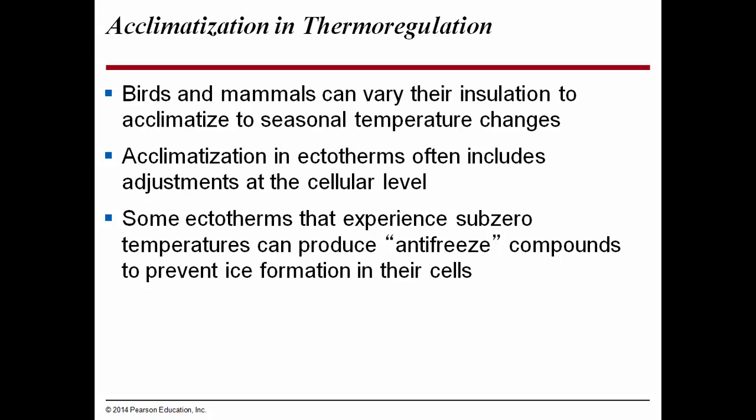Okay, birds and mammals can vary their insulation to acclimatize to seasonal temperature changes. Birds will molt in the springtime. They'll lose all of their winter feathers, and they'll have less insulating feathers on their bodies during the summertime. The same can be said for mammals. Mammals will vary their insulation over the winter.